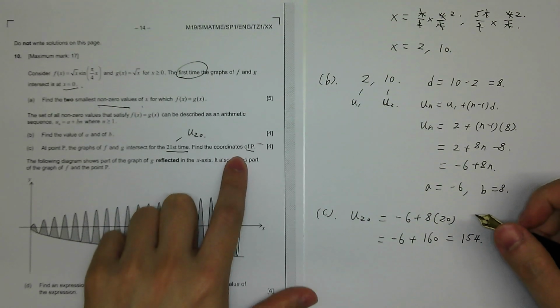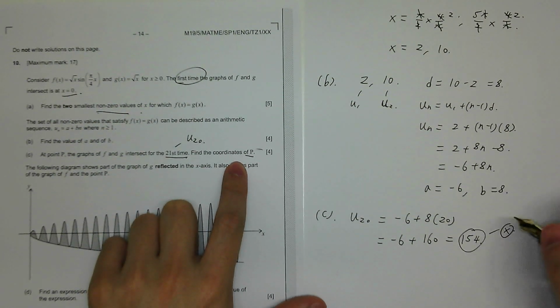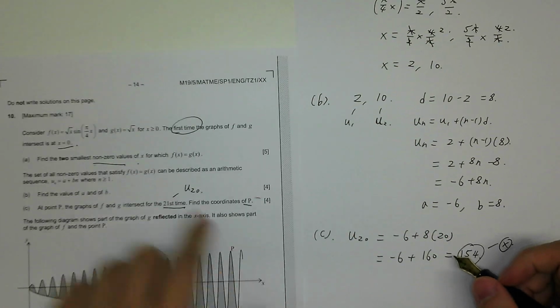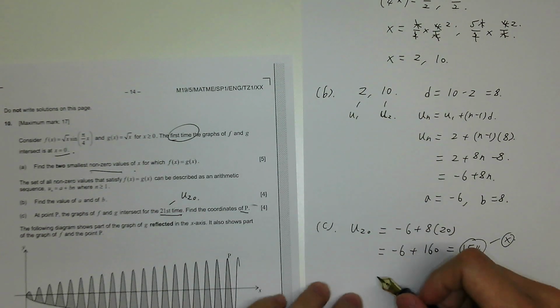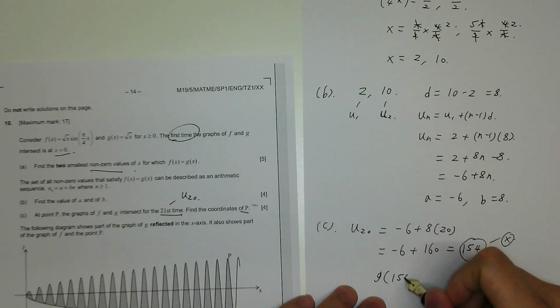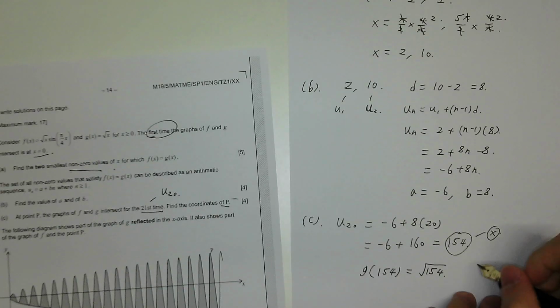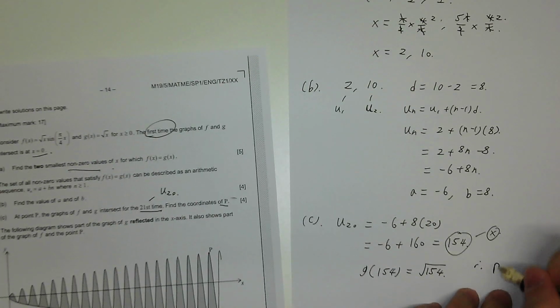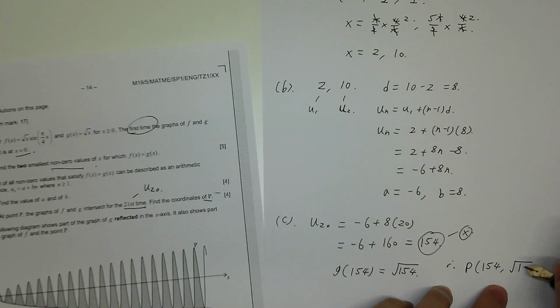So finding the coordinates means both x and y. So that's the x coordinate. And to find the y coordinate, we can substitute x equals 154 into g of x. So g of 154 equals square root 154. So that means P is 154 and square root 154.